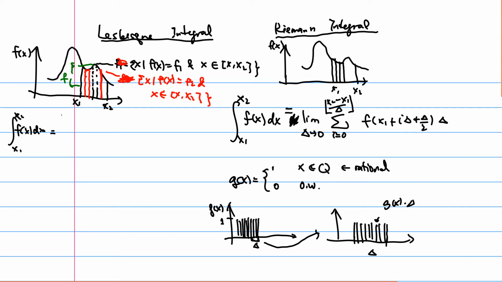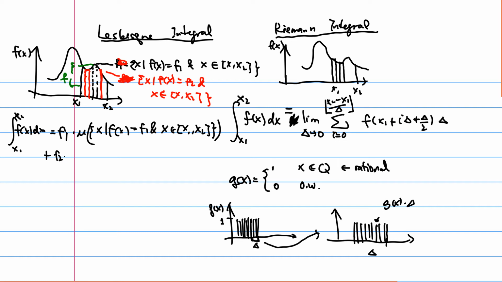will be equal to, say, f1 times the width of this set, or rather I would say the width of all the intervals contributing to this set. So mu here is typically called the measure. It is going to measure the total width of intervals contributing to this set here. So f(x) is equal to f1 and x is in x1 and x2.